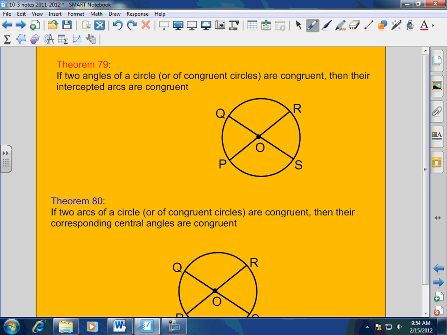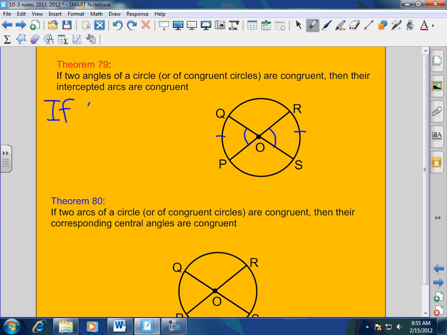Now, let's learn some theorems today. Theorem 79 states that, very easy, guys, so don't stress it. If two angles of a circle, or of congruent circles, of course, are congruent, then their intercepted arcs are congruent, and that's what I was talking about earlier today, that some of you were questioning. If two angles of a circle are congruent, then their intercepted arcs are congruent.